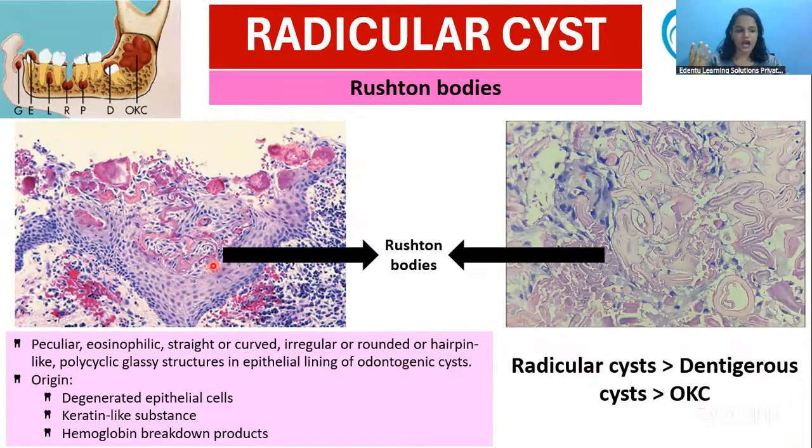Some say they are degenerated epithelial cells, some say they are a keratin-like substance, and some say they are hemoglobin breakdown products. It's not yet confirmed, but you can think of it as a degenerated epithelial cell, or it might be a keratin-like substance, or a hemoglobin breakdown product. So these pink-colored structures that you see are all Rushton bodies. They are most commonly seen in radicular cyst, sometimes in dentigerous cyst and OKC, but very rarely in dentigerous cyst and OKC. Very common in radicular cyst.